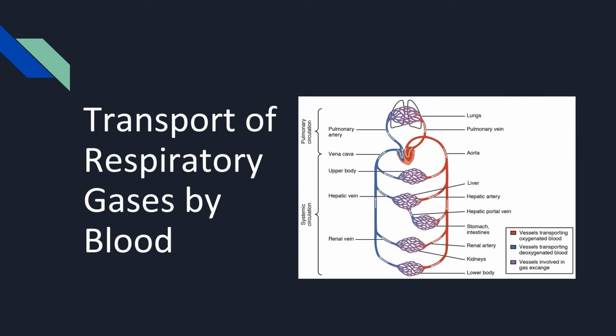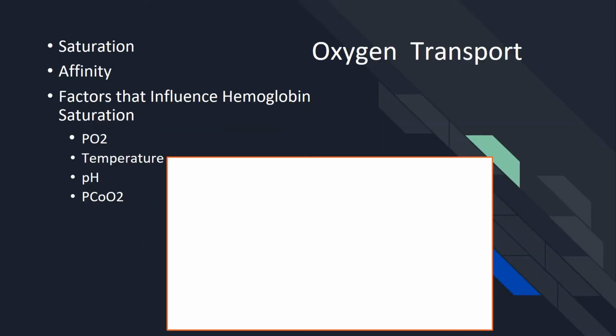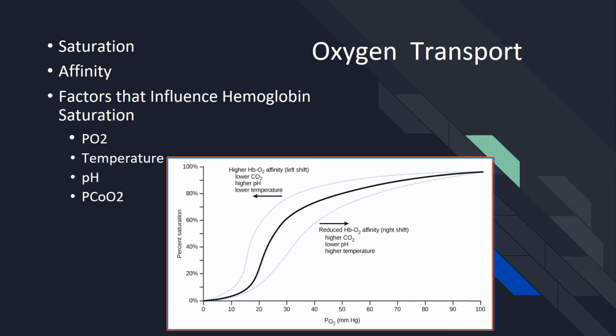Transport of gases by blood. Oxygen transport is that 98.5% is carried by hemoglobin and 1.5% is dissolved in the plasma. The saturation is that 1 to 3 oxygen per hemoglobin. Affinity is how tight the hemoglobin grabs onto the oxygen.